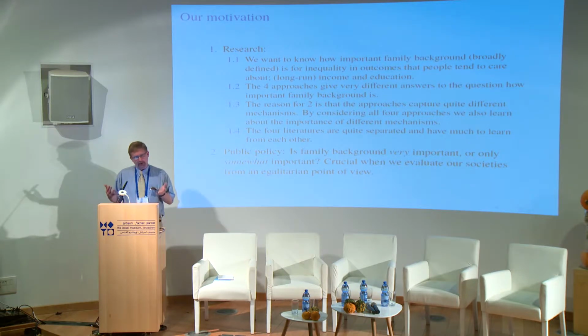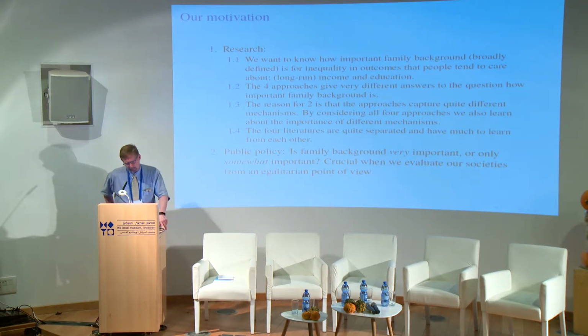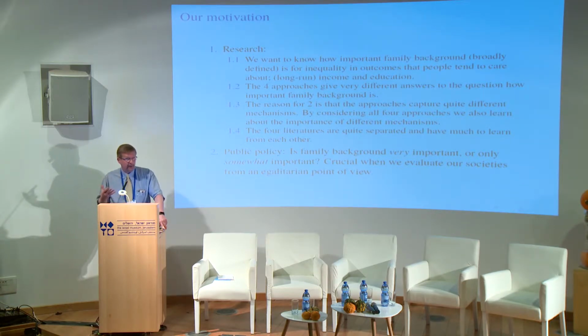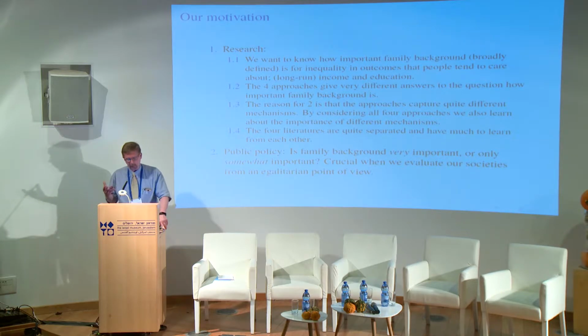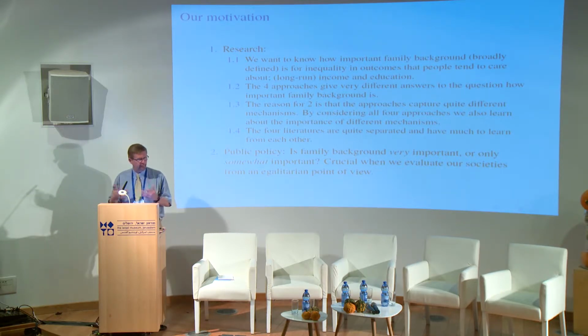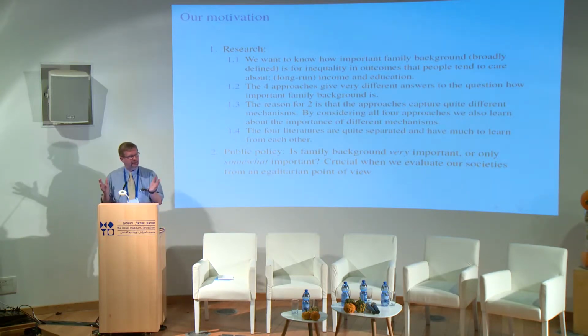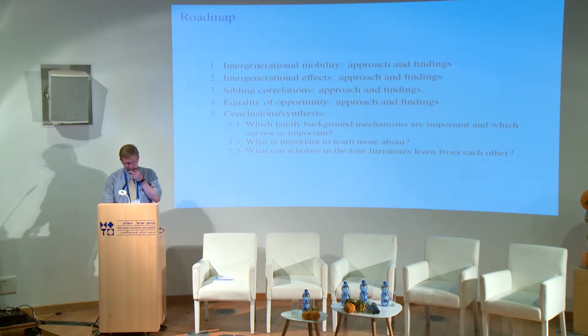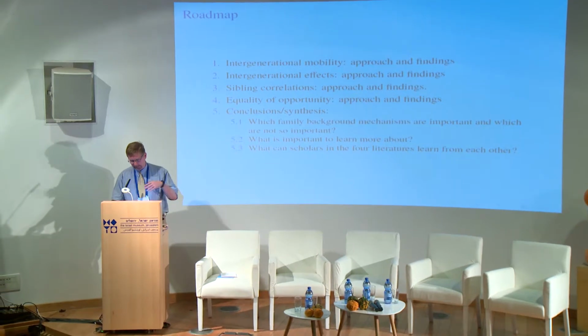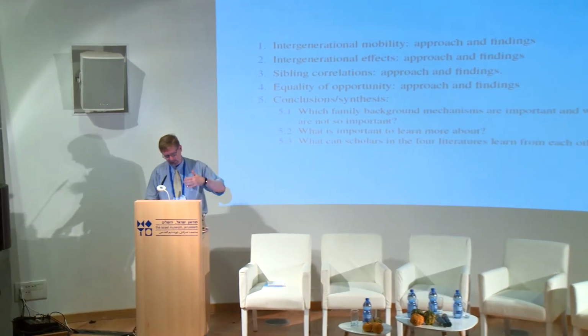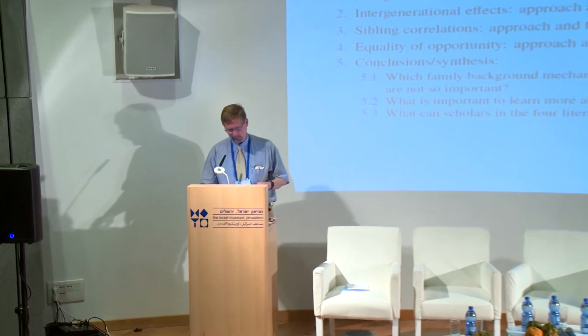Now, from a public policy perspective, the thing we're trying to understand is family background really, is it a big factor in accounting for inequality, or is it just a kind of minor thing? And I think it's important if we really want to understand how inequality comes about to look at these things at greater length. So the roadmap here is very simple. I'm going to walk through each of the approaches in turn, comment a little bit always backwards, and then say some words in conclusion.